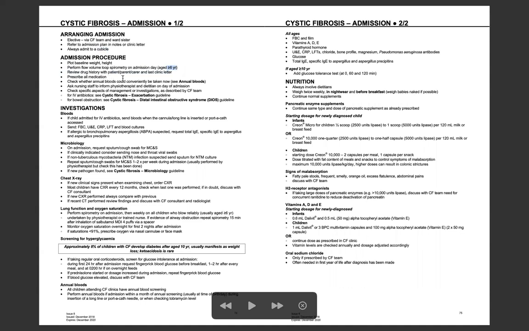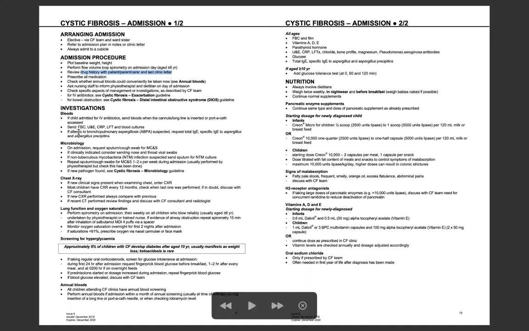So review drug history with patient, parent, carer. So the past history of the drugs and medications has to be taken. Prescribe all medications. Check whether annual bloods could conveniently be taken now. Ask nursing staff to inform the physiotherapist and dietitian on the day of admission. Check specific aspects of management and investigations as described by the CF team.